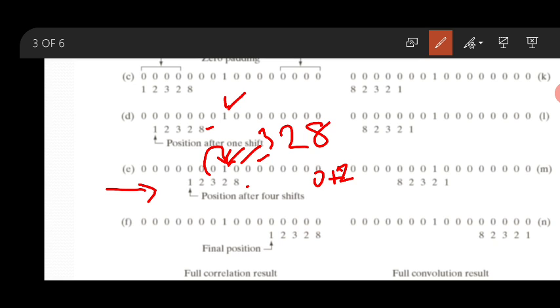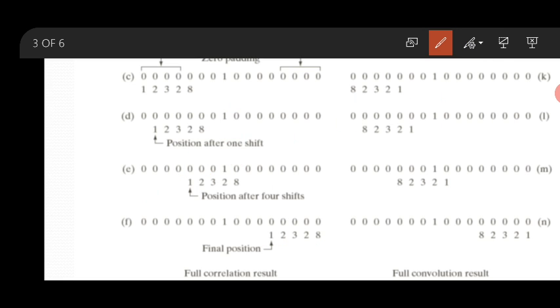Now again you shift one more bit here. What will happen here? 2 into 1, 2. All the other values will be 0. Now again shift one bit here. This one will come at this position. So what do you get here? I got the final answer, that is 1, 2, 3, 2, 8, like this. This is the final bit position. I hope you understood this.